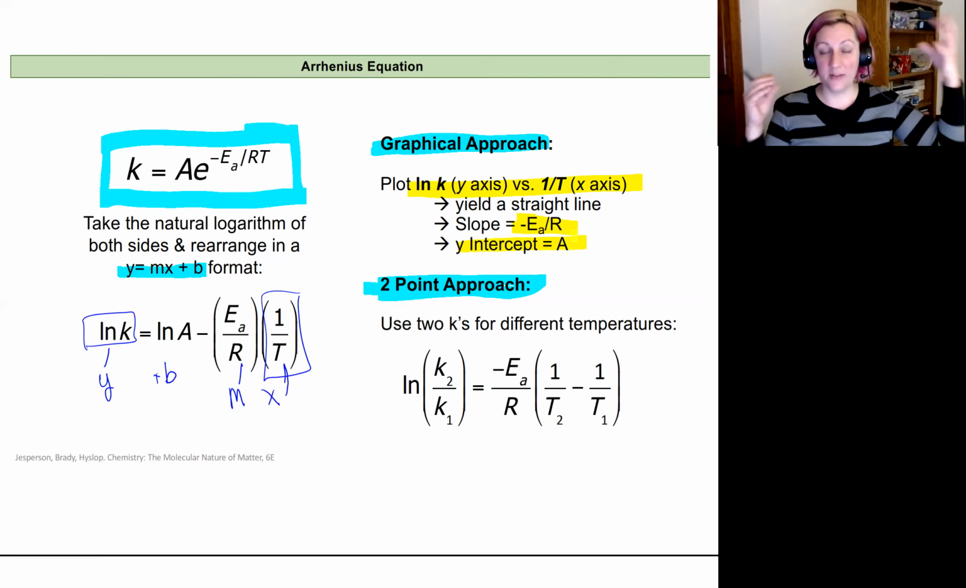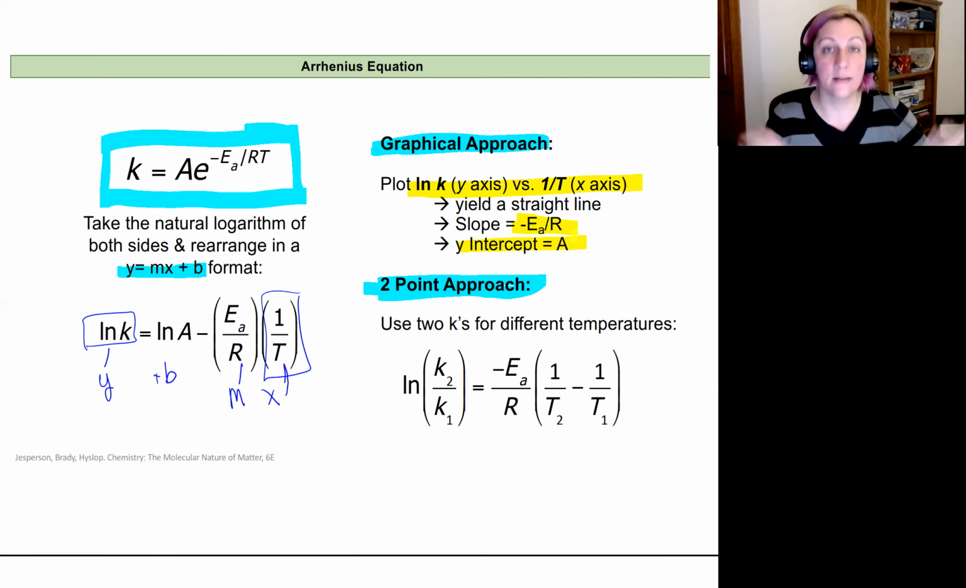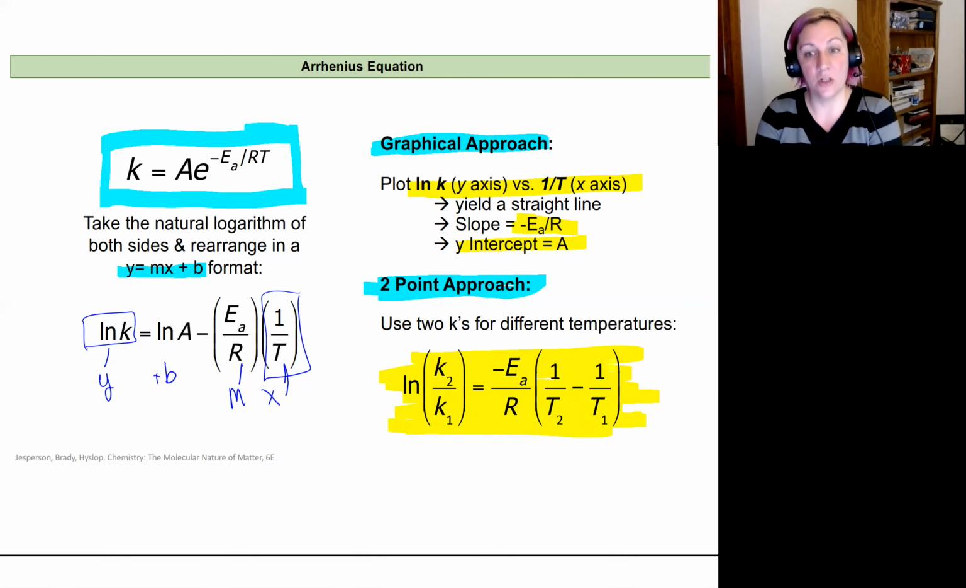So anytime we have something that's a line, we can always just take 2 points and find out what the slope is, or the rest of the information in the line from those 2 points, because 2 points make a line. And when we do that, we can create this 2-point approach that is going to be the natural log of the 2 Ks that are being compared is equal to the activation energy divided by R times the difference between the two inverse temperatures. So this is starting to look a little bit like the Clausius-Clapeyron equation, which we saw earlier in the quarter.